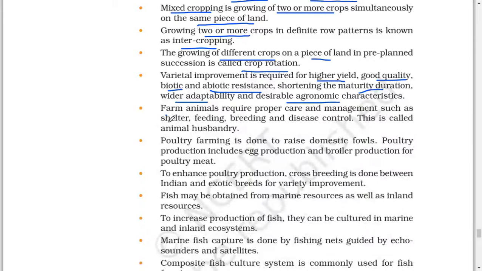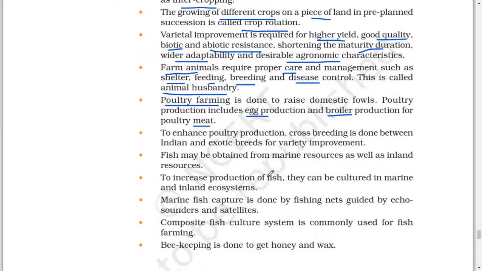Farm animals require proper care and management such as shelter, feeding, breeding, and disease control. This is called animal husbandry. Poultry farming is done to raise domestic fowl. Poultry production includes egg production and broiler production for poultry meat. To enhance poultry production, crossbreeding is done between Indian and exotic birds for variety improvement.